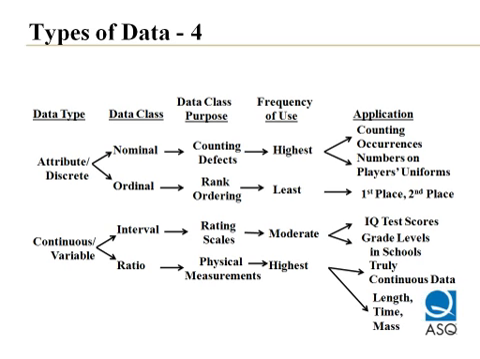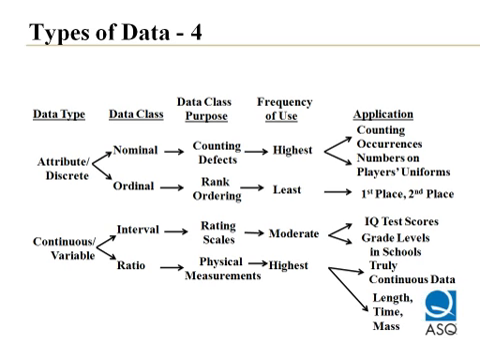Now, what's the purpose of each of these? Well, for nominal, it's for counting defects, and it's the highest frequency of use of all the different types of data. And for ordinal, you have rank ordering, and that's the least used. For interval, we have rating scales, which are moderate use, and ratio, which is physical measurements. And over on the far right, I've given some examples of applications for each of these.